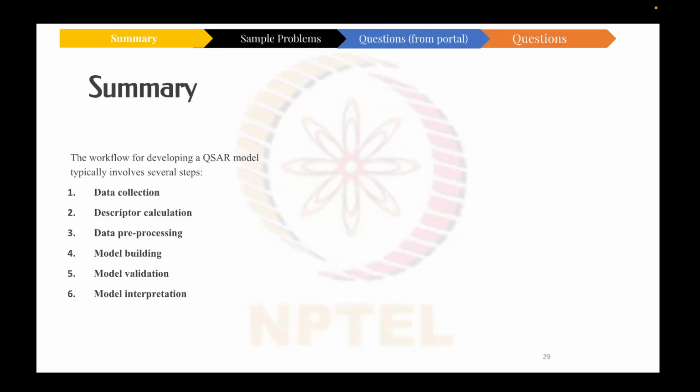Once a QSAR model has been built, the model has to be validated using an external dataset of compounds. The external dataset should be diverse and representative of the chemical space of interest. Finally, we interpret the QSAR model to gain insights into the structure activity relationships of the compounds. This can be done by analyzing the coefficients of the model and identifying the molecular descriptors that are most important for predicting the biological activity.